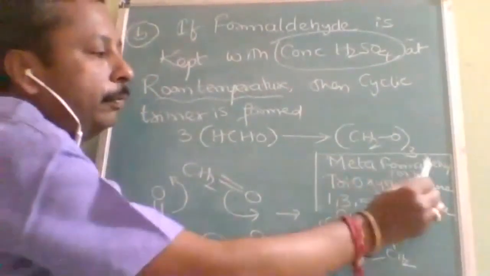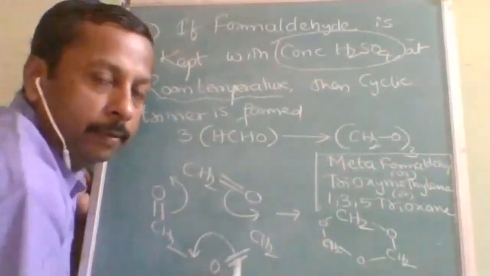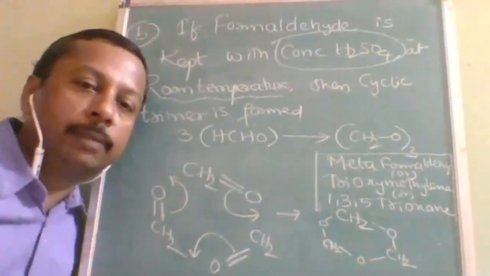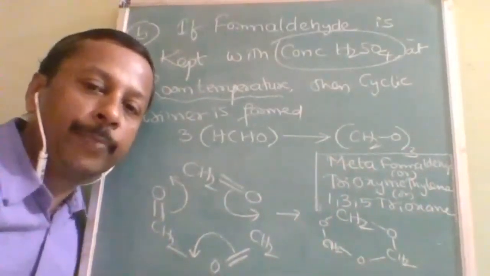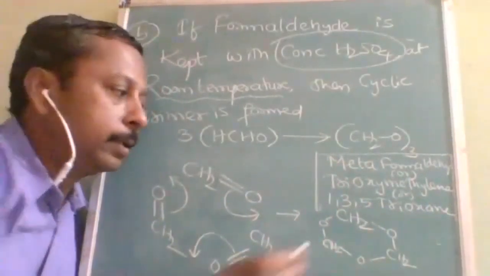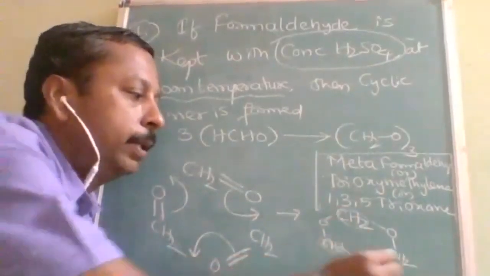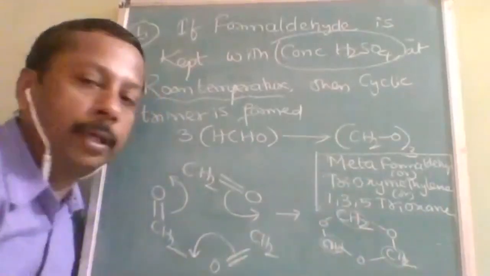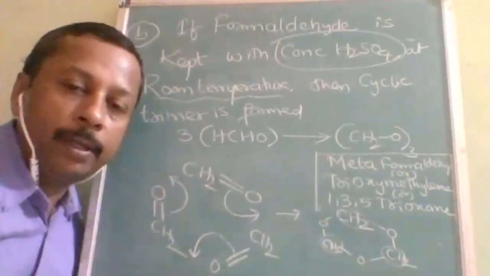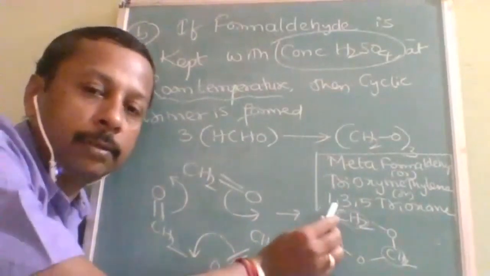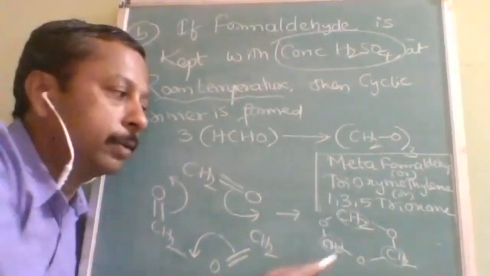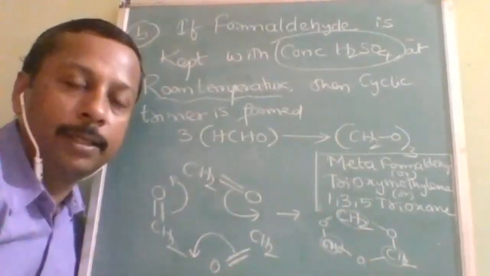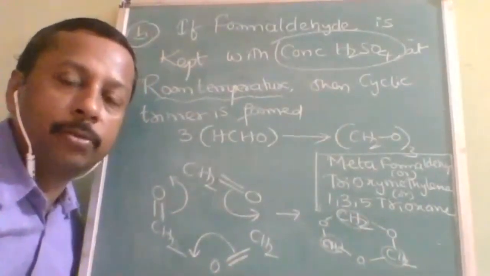So metaformaldehyde is not related to the structure; it is related to the condition only. Meta represents the presence of concentrated sulfuric acid. Trioxymethylene: CH2 is called what? Methylene. Methylene is there 3 times, and 3 oxygens are also there. That's why it is called trioxymethylene. This logic also I told you: 1,3,5-trioxane, 3 oxygens are there, that's why it is called trioxane. These are the methods to remember.